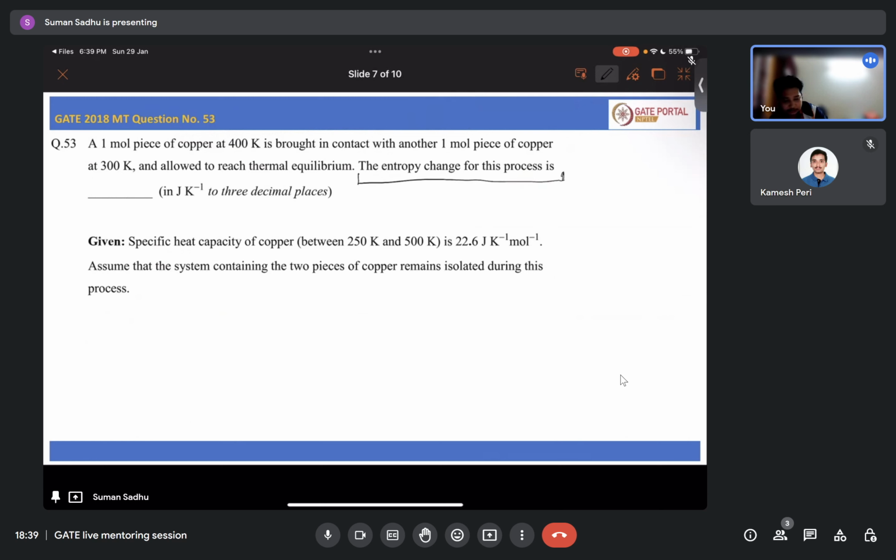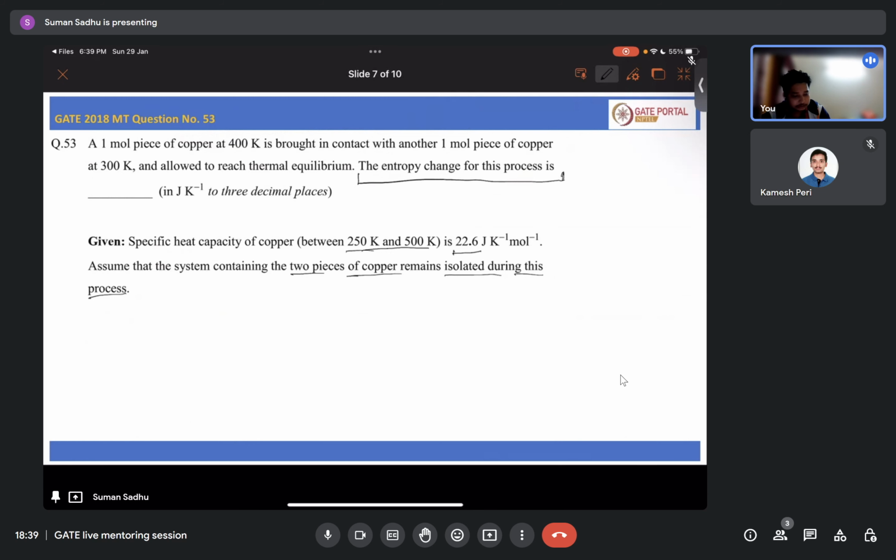Okay, and a few values are given, like the specific heat capacity of copper between 250 to 500 Kelvin, which is 22.6 joule per Kelvin per mole. Assume that the system containing the two pieces of copper remains isolated during this process. Remaining isolated means basically it is not exchanging anything with the surroundings.